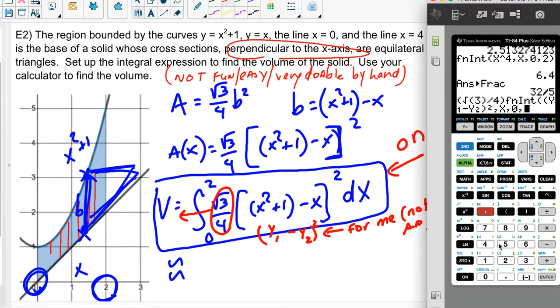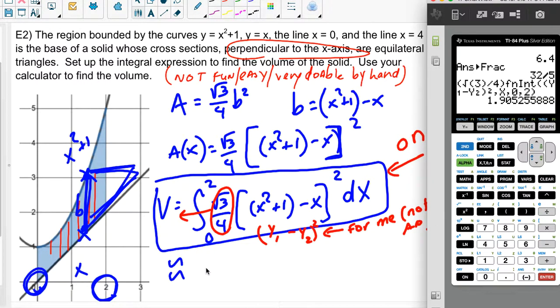So notice that the AP is giving you no credit for this calculator notation. You have to write this in the actual mathematical notation you'd write it without the calculator. And then I hit enter, and it gives me an answer, and my answer is 1.905.